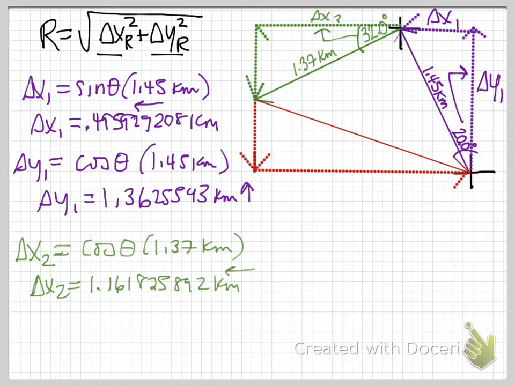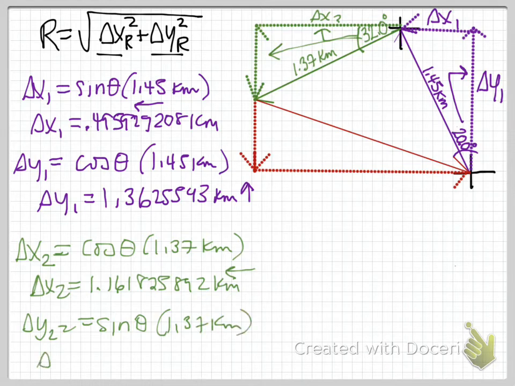Again, I give myself some help by putting in a little arrow as a reminder that it's headed west. Delta y2, because delta y is opposite my angle, is going to be found using sine of theta times 1.37 km. So that gives me a delta y2 value of 0.725989.392 kilometers. And so that I don't screw something up, I'm going to give myself a little arrow there to note that that is in a southward direction.